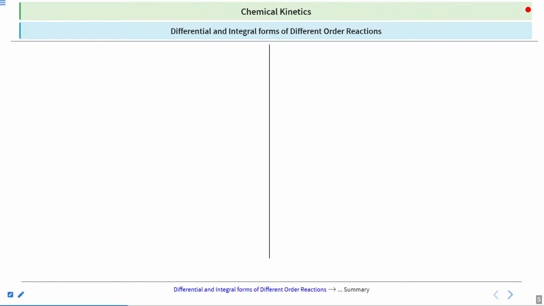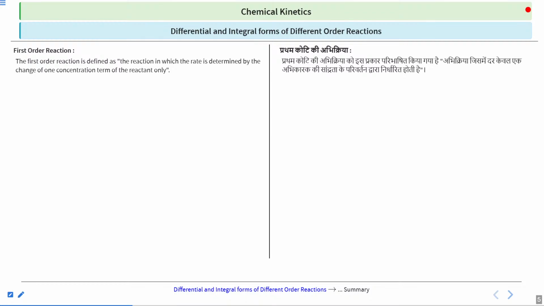So starting from the differential and integral form of zero order reaction. Oh, sorry, first order reaction. Zero order, we have seen yesterday. So what is this first order reaction? In a first order reaction, we take the rate law such that the power of the concentration of the reactant is 1, that is, the concentration term is raised to the power 1. This can be explained with the help of an example.